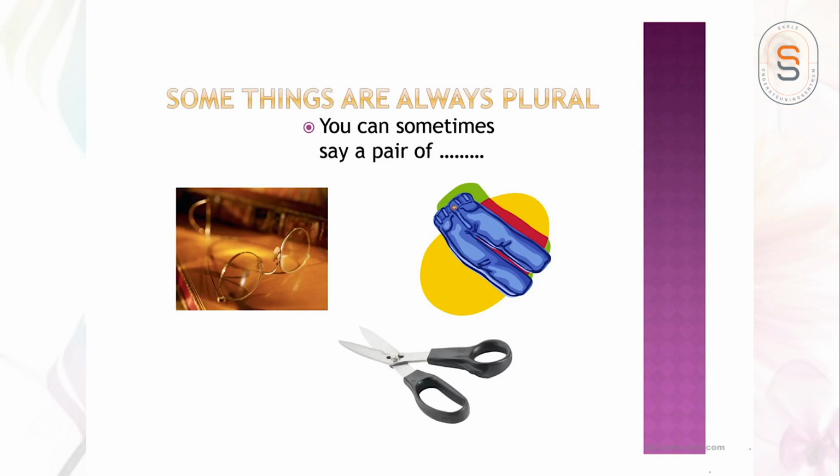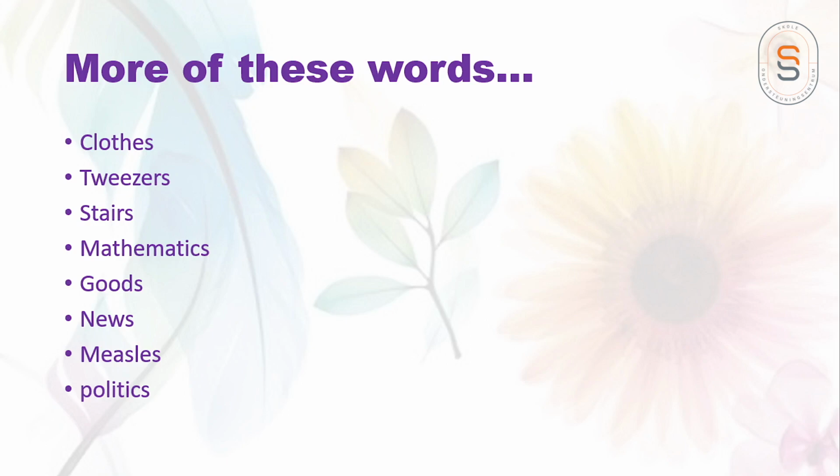Some things are always plural. It's a pair of glasses and pants, or trousers and scissors. And then we have more of those words, or words like clothes and tweezers and stairs and mathematics and goods and news and measles and politics. More words like that are earnings and thanks. Right. So those words are only in the plural form.